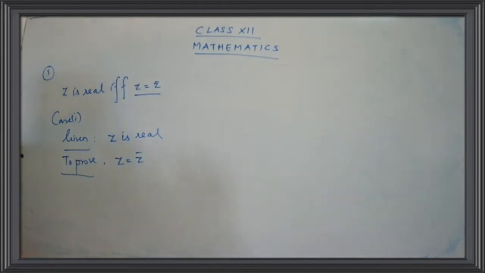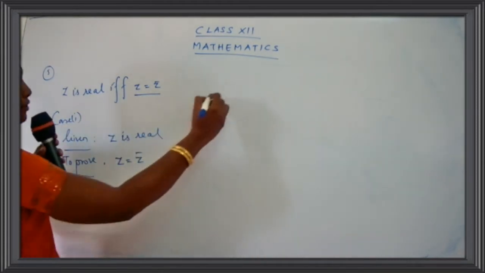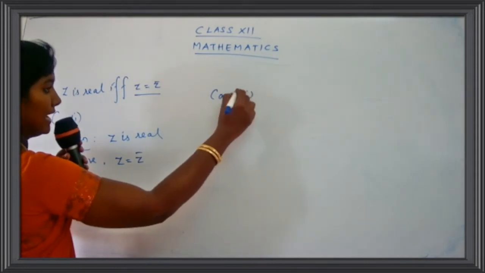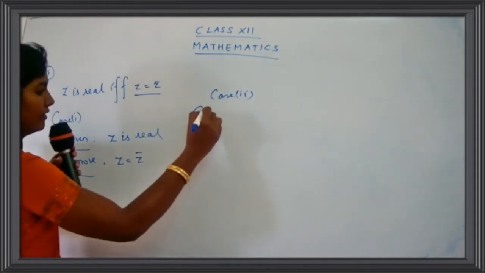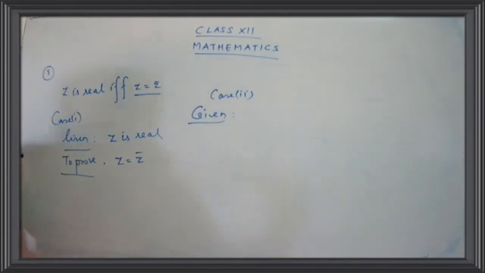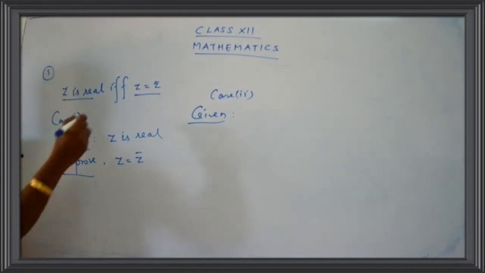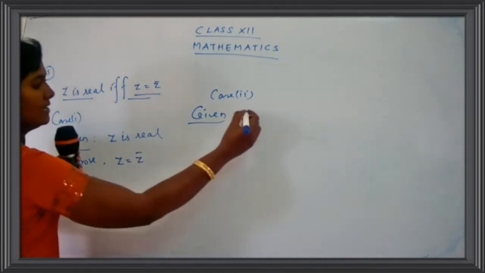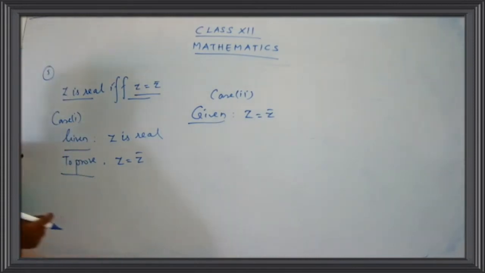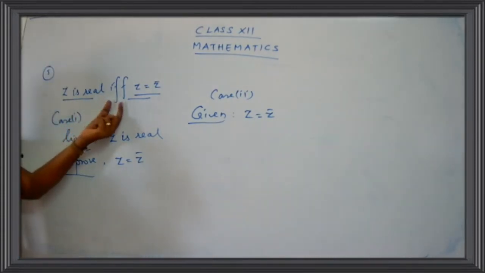Now how are you going to take case 2? You have to just take the vice versa. What do you mean by vice versa? In the given part we have taken Z is real. Yes children, for case 2 the given part will be Z is equal to Z bar. I hope you are getting the point. So this is a proof where you are dealing with if and only if.